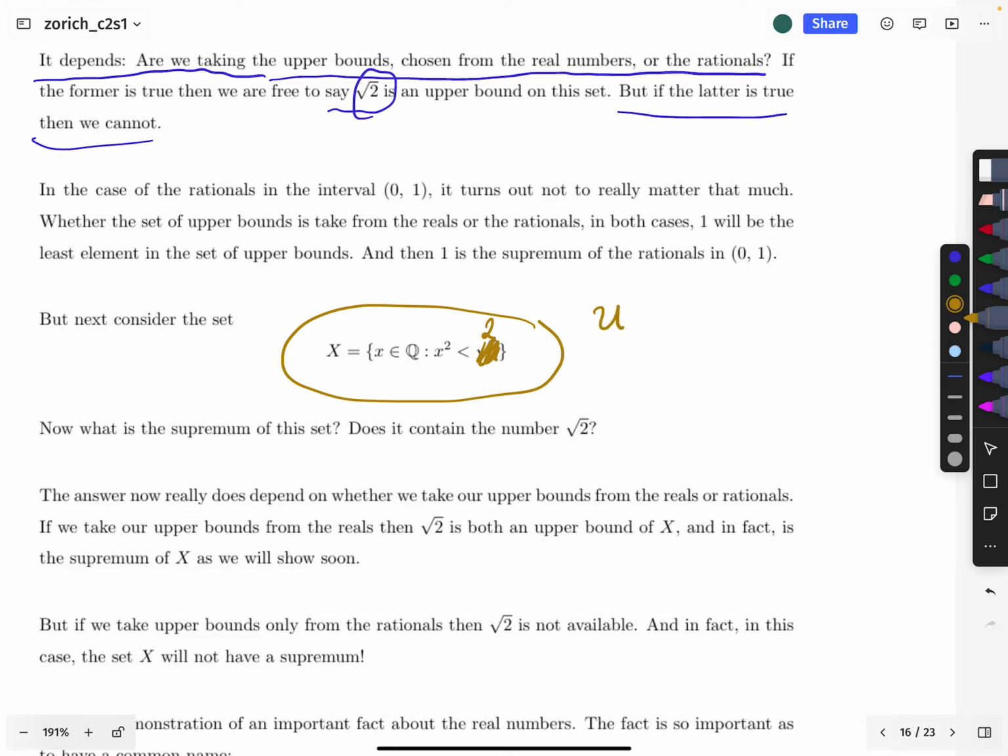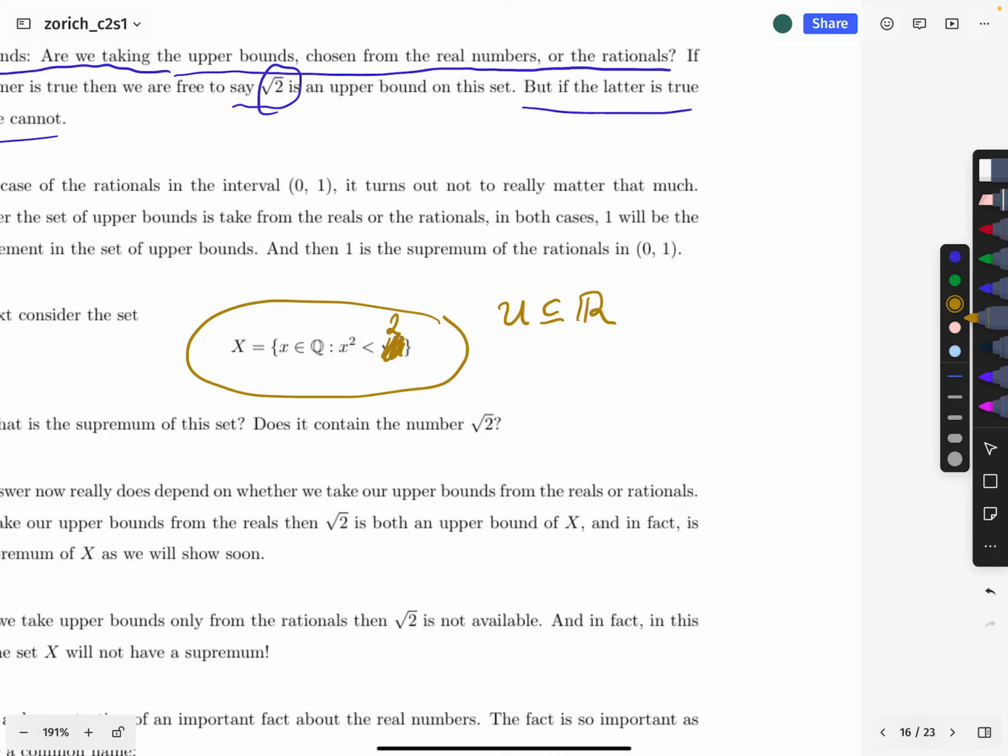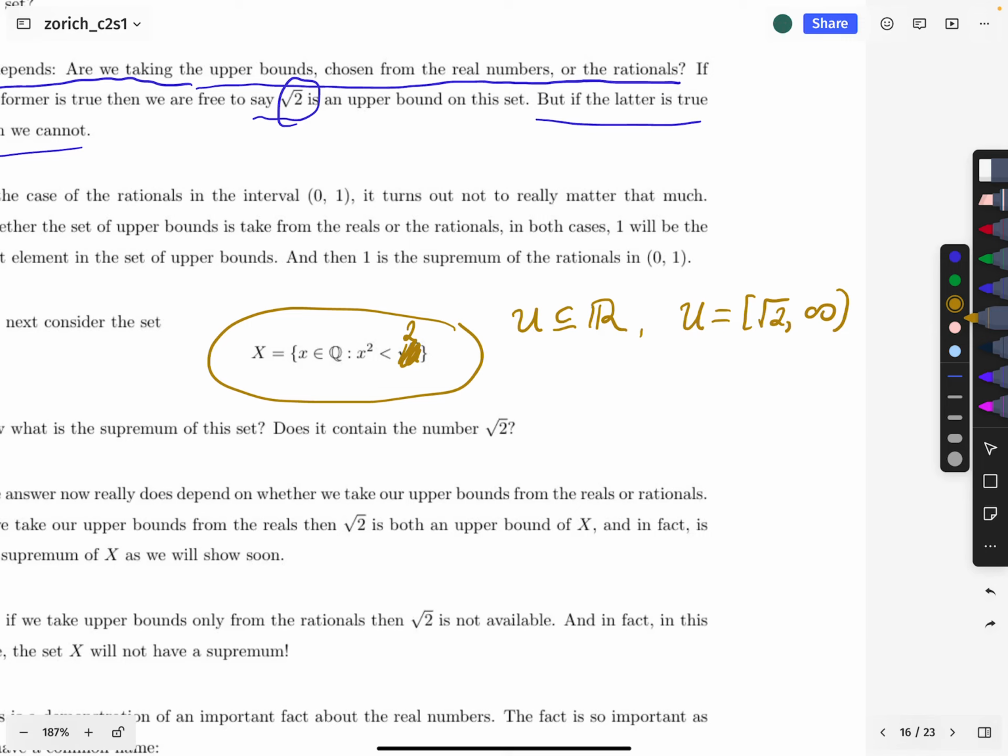Well, if you're in the real numbers, it's pretty easy. It doesn't take too much work to convince yourself that the set of all upper bounds is equal to the set containing root 2, because that's right on the edge, and then going up to infinity. But if you're in the rational numbers, then root 2 doesn't exist. So if your set of upper bounds is now chosen from the rational numbers, then the set of upper bounds is more descriptively written as exclusive of root 2 out to infinity, right? Because you couldn't include this. That's not in the rational numbers.